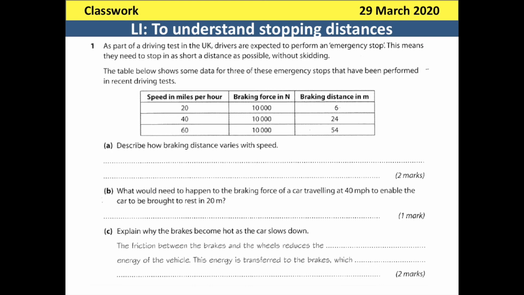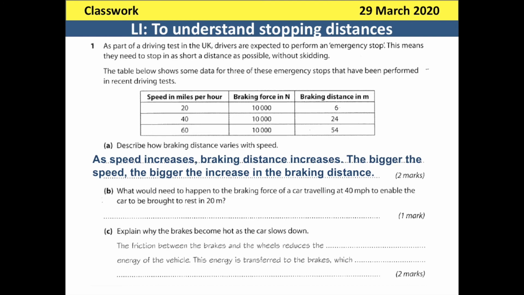Part A says, describe how the braking distance varies with speed. Now you can see that as the speed goes up down the left hand side of that table, the braking distance goes up as well. So we'd get 1 mark for saying the faster the speed, the bigger the braking distance. But this isn't a 1 mark question, it's a 2 mark question, so we need to look a little bit more carefully at the data.